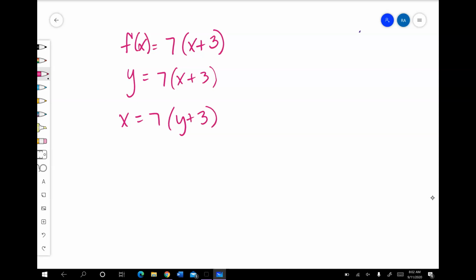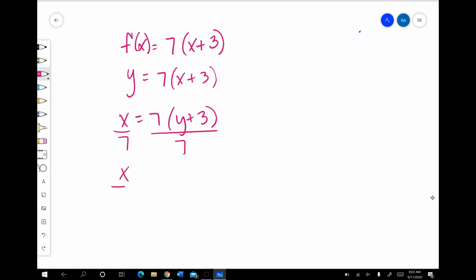Okay, and once you switch your x and your y, now it's coming to, all right, let's get y by itself, just like you usually get x by itself, okay? Same concept, except it's just y instead of x. So you work your way out to work your way in. So I'm going to get rid of the 7. The 7's being multiplied, so we're going to divide by the 7.